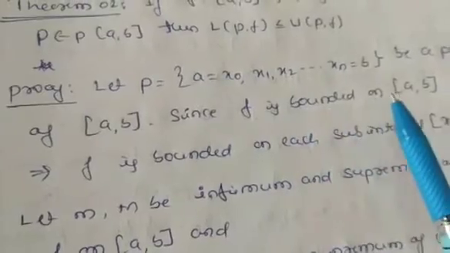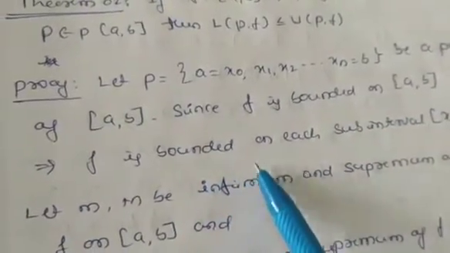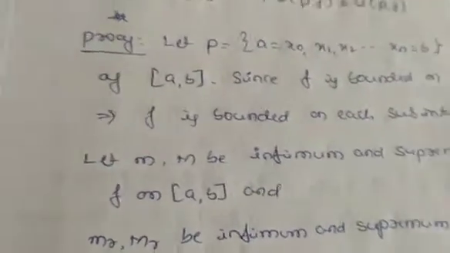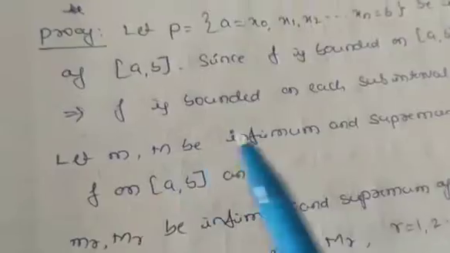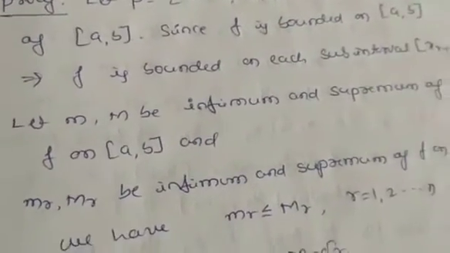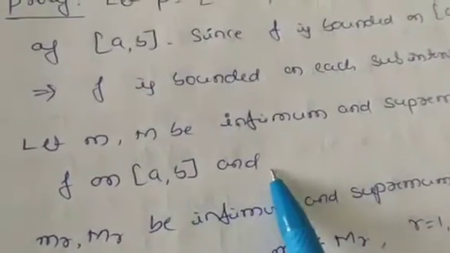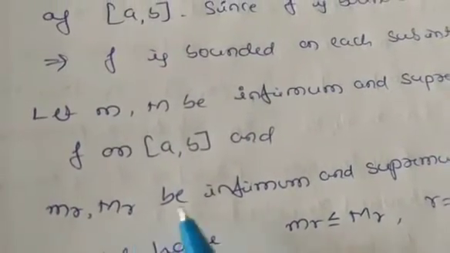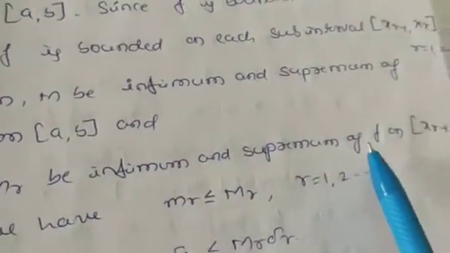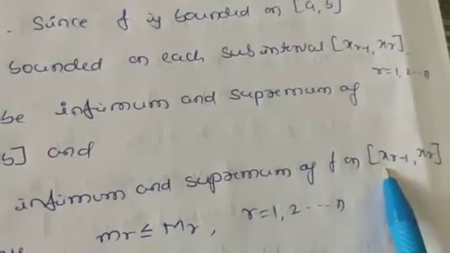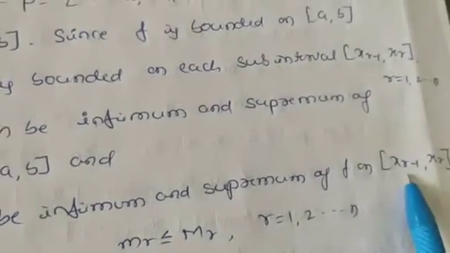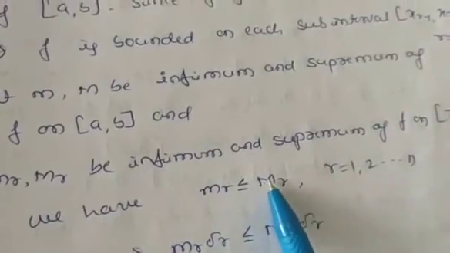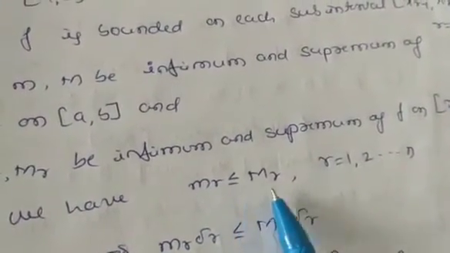Since f is bounded on [a, b], f is bounded on each subinterval also, that is [x_{r-1}, x_r]. Let m and M be the infimum and supremum of f on [a, b], and let m_r and M_r be the infimum and supremum of f on the subinterval [x_{r-1}, x_r]. So here the infimum is m_r and M_r is the supremum. And we know that m_r is less than or equal to M_r.